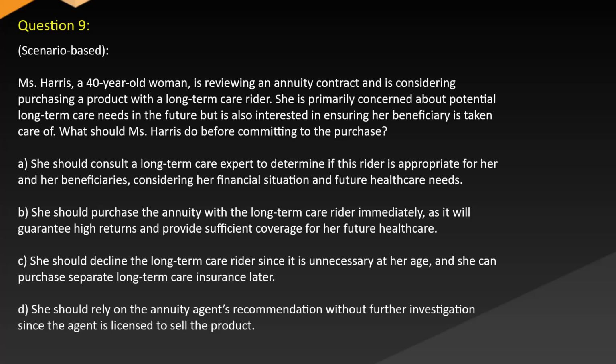A. She should consult a long-term care expert to determine if this rider is appropriate for her and her beneficiaries, considering her financial situation and future healthcare needs. B. She should purchase the annuity with the long-term care rider immediately, as it will guarantee high returns and provide sufficient coverage for her future healthcare. C. She should decline the long-term care rider since it is unnecessary at her age and she can purchase separate long-term care insurance later. D. She should rely on the annuity agent's recommendation without further investigation since the agent is licensed to sell the product.